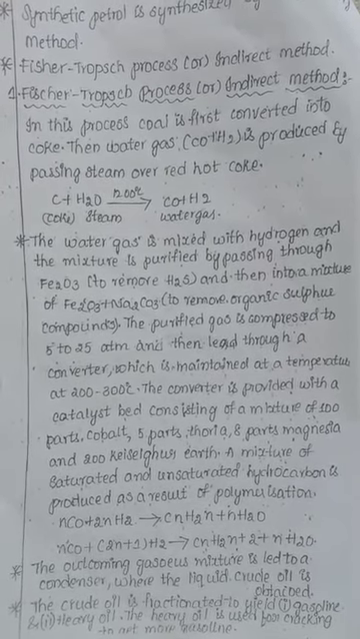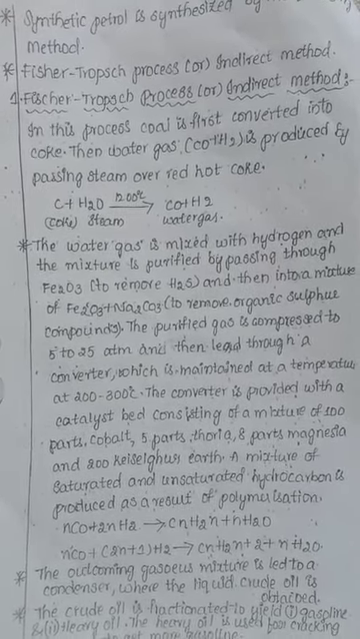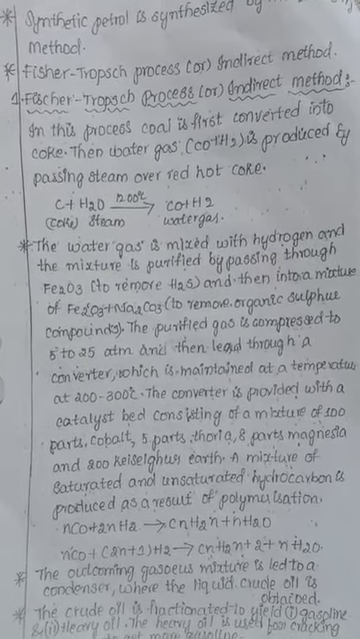A mixture of saturated and unsaturated hydrocarbons is produced as a result of polymerization. N molecules of carbon monoxide react with 2N molecules of hydrogen to give CnH2n and N molecules of water. In another reaction, we take 2N plus 1 molecules of hydrogen, giving CnH2n+2 and N molecules of H2O.